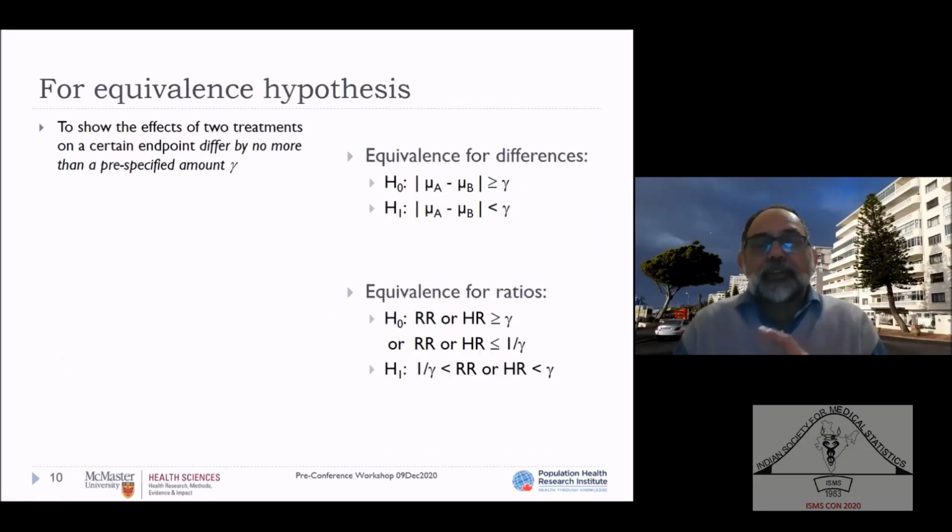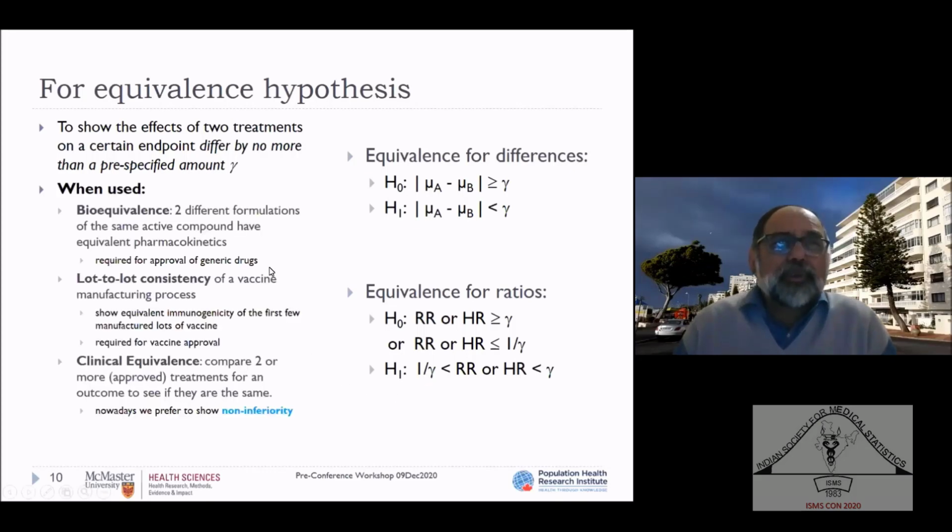If we move to the equivalence hypothesis, now we want to show that the effects of two treatments on a certain endpoint differ by no more than some amount gamma, right? And so if it's for differences, we want the absolute value of the difference of the means to be less than gamma. If it's for ratios, now we have to say that the relative risk or hazard ratio, depending on what you're using, is between gamma and 1 over gamma. We're talking about ratios.